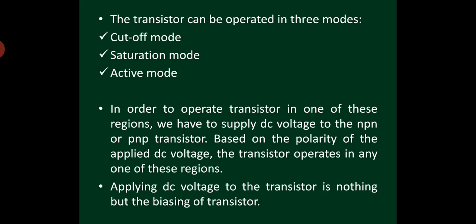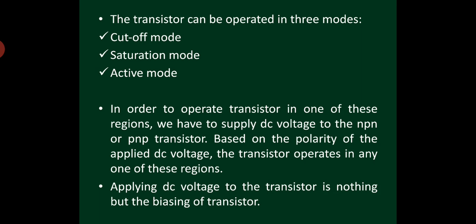So the transistor can be operated in three modes. Now coming to modes of operation. A transistor can be operated in three modes. First one is cutoff, second one is saturation mode, and third one is active mode. These all are three modes of operation.